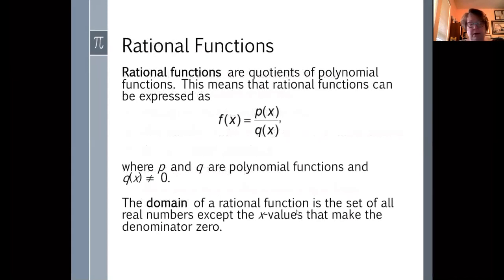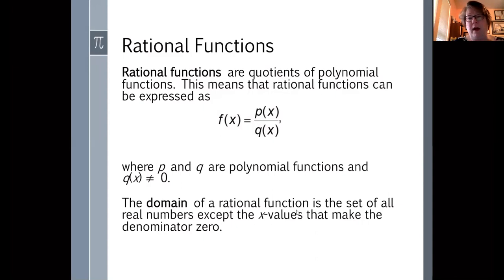So what's the definition of a rational function? Earlier in chapter 3, we got the definition of what a polynomial function is. A polynomial function is a function such that no power on any of our variables can be a fraction or a negative number. They all have to be whole numbers. So a rational function is a ratio of polynomial functions. A rational function are quotients of polynomial functions.